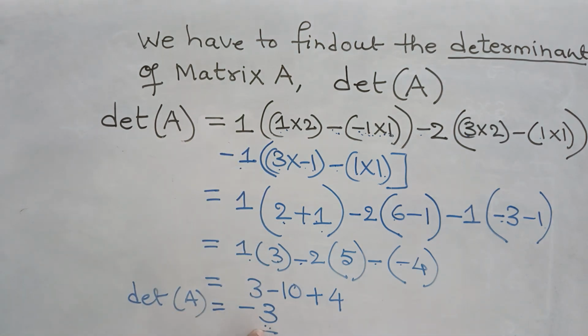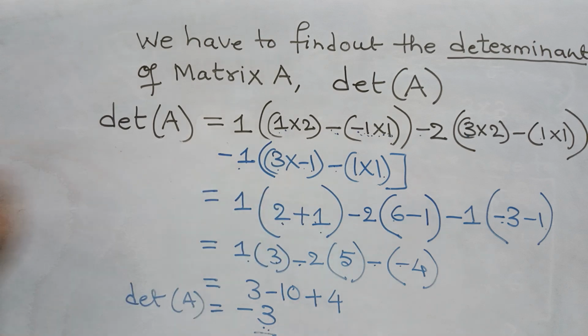It is minus 3. See that, as I told you, the determinant must not be 0. Is it 0? No, it is minus 3. You may get any minus or plus value, no problem, but it should not be 0. If the determinant is 0, it is meaningless. There is no meaning for this question, right? So the determinant of A is equal to minus 3.